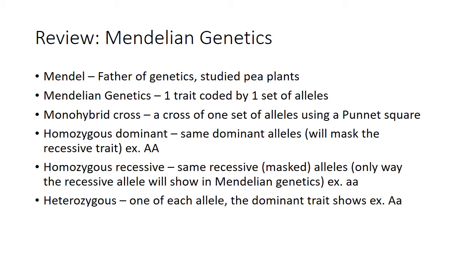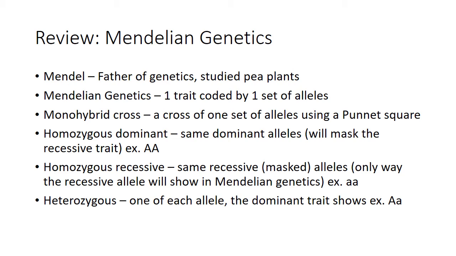Homozygous dominant. Well, homozygous means the same allele. If it is dominant, it means that that trait will mask the recessive trait. That trait will show if paired with the recessive. So homozygous dominant means that we're going to get both of that same dominant trait together. So big A, big A. Homozygous recessive, this is the same recessive or the alleles that will be masked if paired with the dominant. And the only way this recessive allele will show in Mendelian genetics is if it is homozygous. So example, little a, little a.